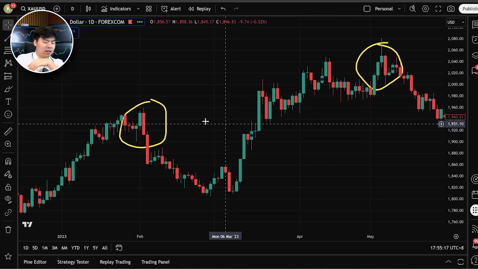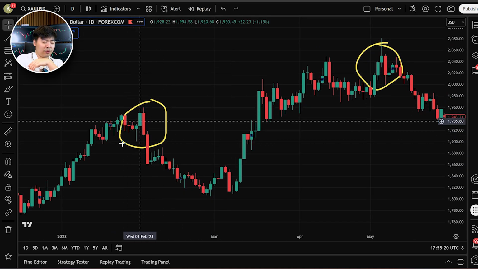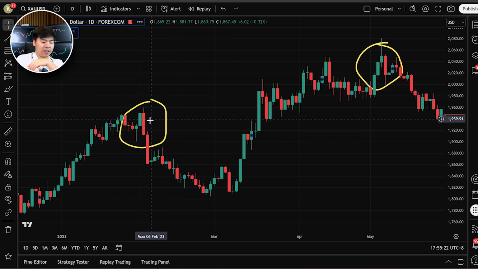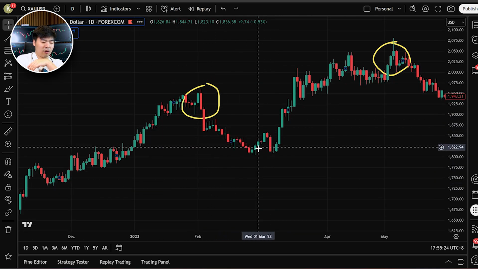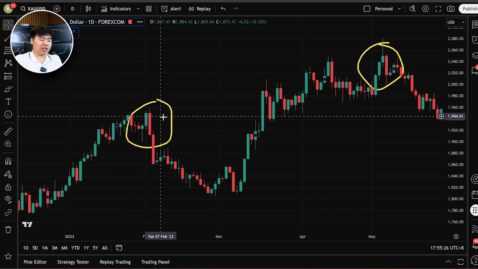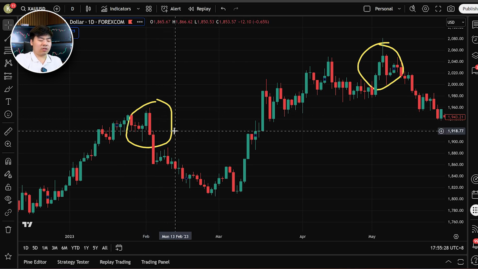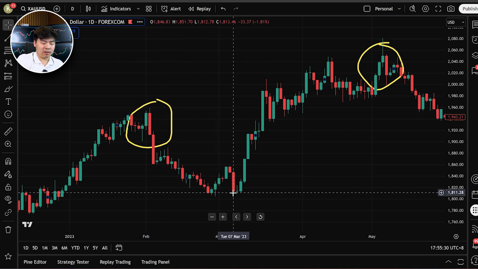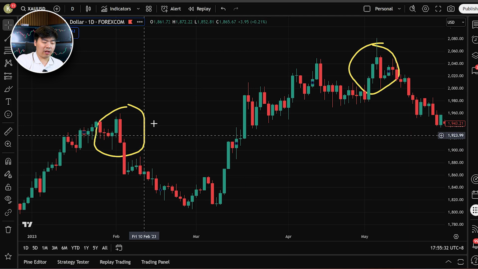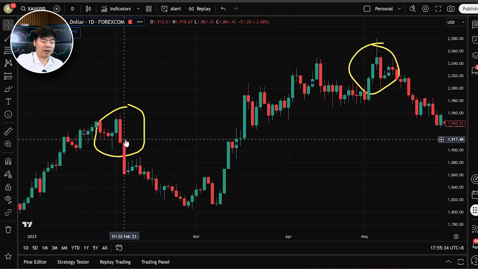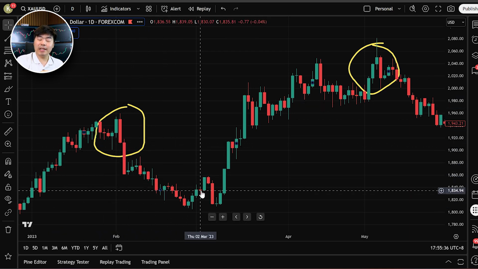Next, here, this is a bearish engulfing candlestick pattern again, and you can see the market went down right after this candlestick pattern. Although it's going down for a while, then it goes back up, you can see right after this candlestick pattern, the market went down instantly.